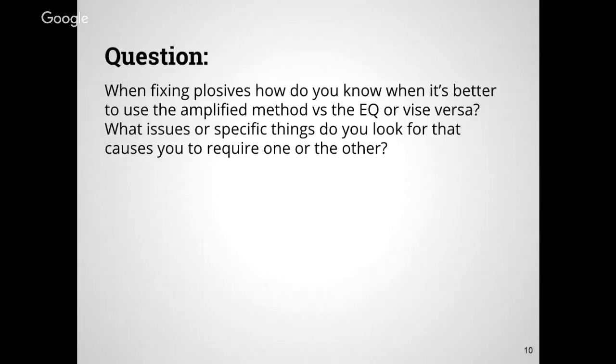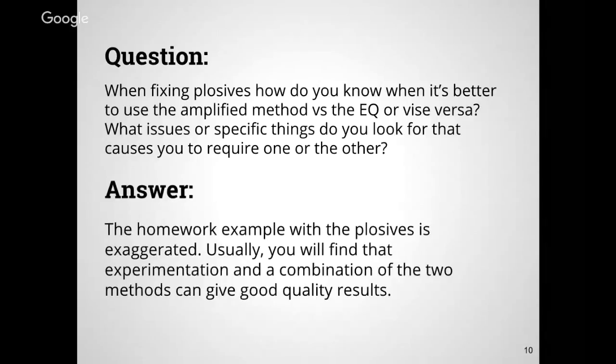So when fixing plosives, how do you know when it's better to use the amplified methods versus the EQ or vice versa? And what issues or specific things do you look for that cause you to require one or the other? So you got to understand the homework example with the plosives is pretty exaggerated.